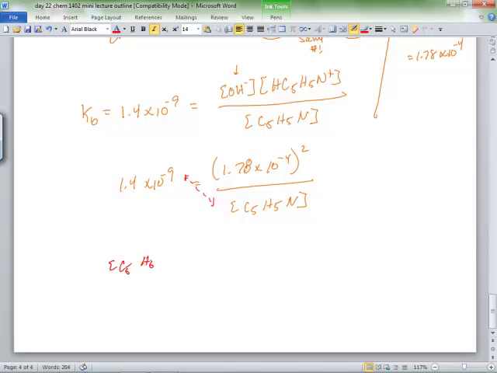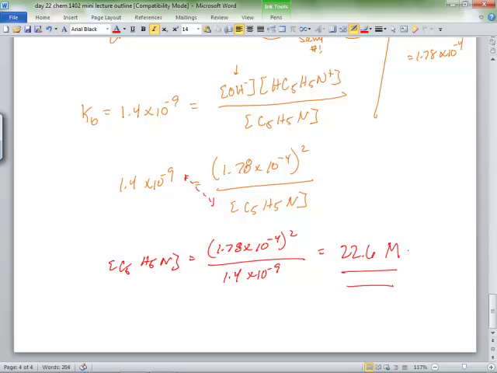C5H5N is going to be 1.78 times 10 to the negative 4. You got to square them, divide it by 1.4 times 10 to the negative 9, and you get what, Glorianne? Oh, that's right. That's our answer, 22.6. Okay, it should work out. Okay. It's a tough problem.